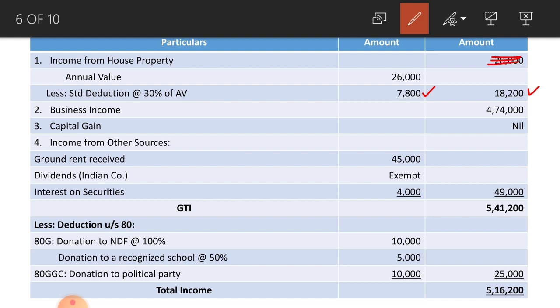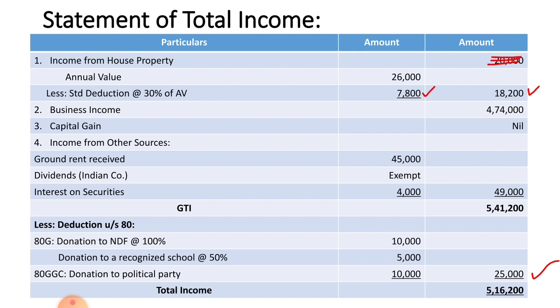From this, when you deduct deduction under section 80, you get the total income. So here 3 items are there. First one, donation to NDF at 100%, 10,000, and donation to recognized school, 50% of that amounts to rupees 5,000, that is 50% of 10,000, and donation to a political party under section 80 GGC, 10,000. So the total of donation amounts to rupees 25,000. When you deduct this donation from gross total income, you get 5,16,200 as the total income.